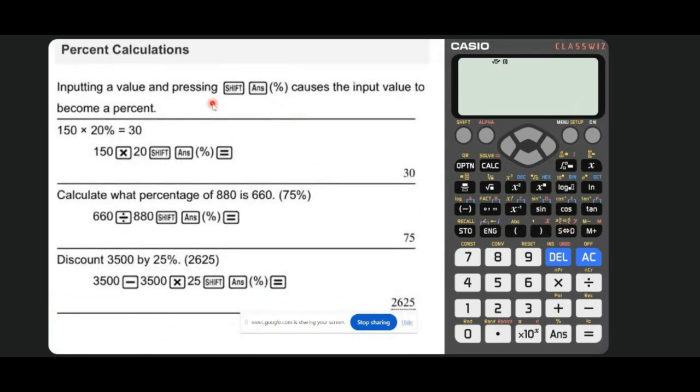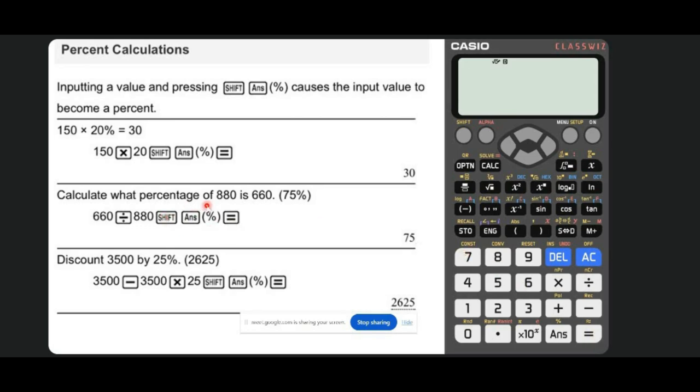Okay, for the percentage calculation, you can try this example here. 150 times 20% equals to 30. So how to get the answer for 30? You need to press 150 times 20, then press shift and press answer. Because the percentage sign is in yellow color, so we need to press shift and then press answer and then press equal sign. Then you will get 30.